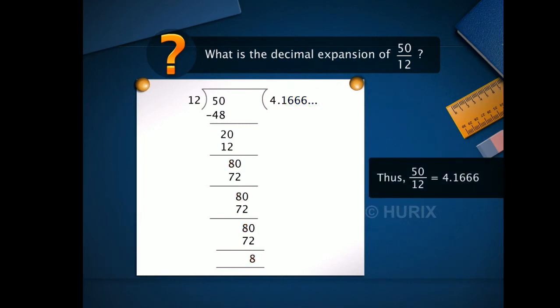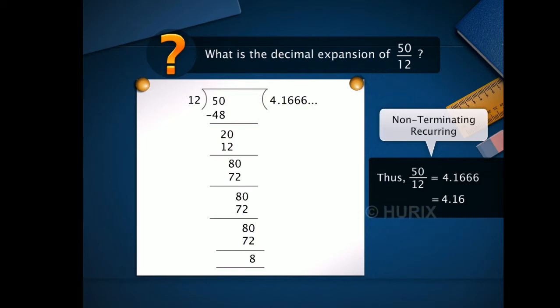When the division process does not terminate because a number keeps recurring in the remainder, and consequently a digit or even a block of digits recurs in the quotient indefinitely, the decimal expansion obtained is said to be non-terminating recurring. We represent non-terminating recurring decimal expansion by placing a bar over the digit that recurs indefinitely. In this example, the digit 6 repeats itself indefinitely, and so we place a bar over 6.